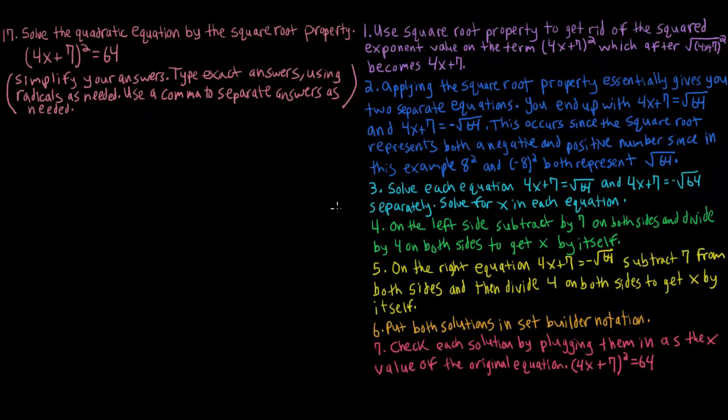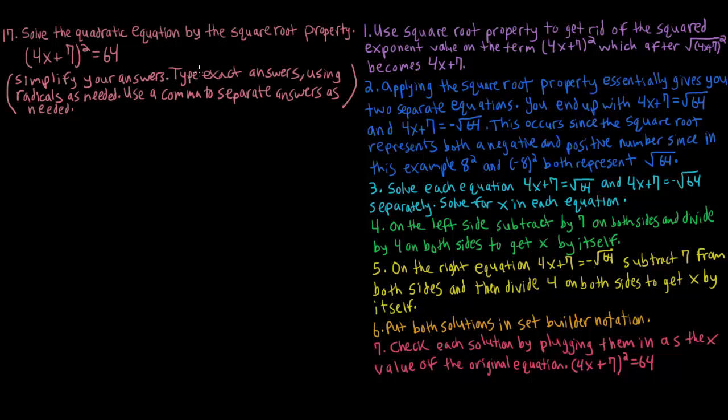17. Solve the quadratic equation by the square root property. (4x plus 7) squared equals 64. Simplify your answers. Type exact answers using radicals as needed. Use a comma to separate answers as needed.